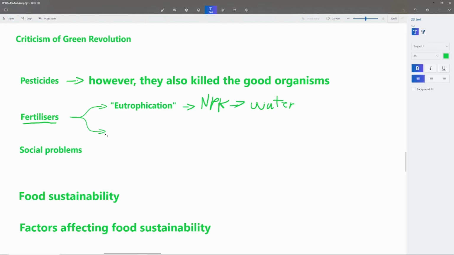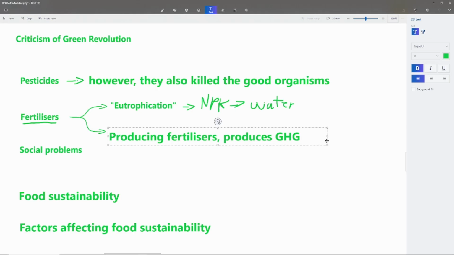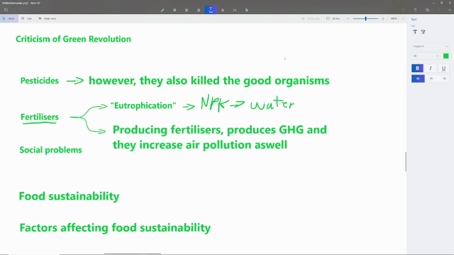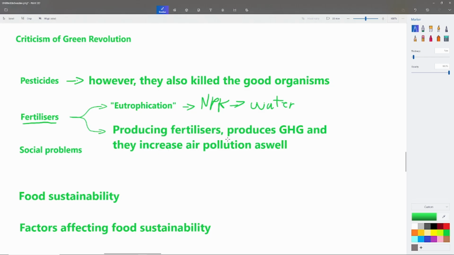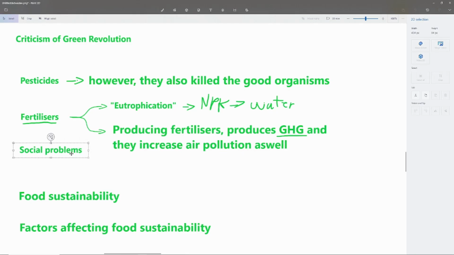And the second problem with fertilizers is that producing fertilizers produces GHG, which is also known as the greenhouse gases, and they increase air pollution as well. So you can always know that, because obviously producing them means that you need to use stuff. Producing them requires GHG, as factories actually produce a lot of greenhouse gases, and they increase air pollution as well, because producing them is actually quite difficult.